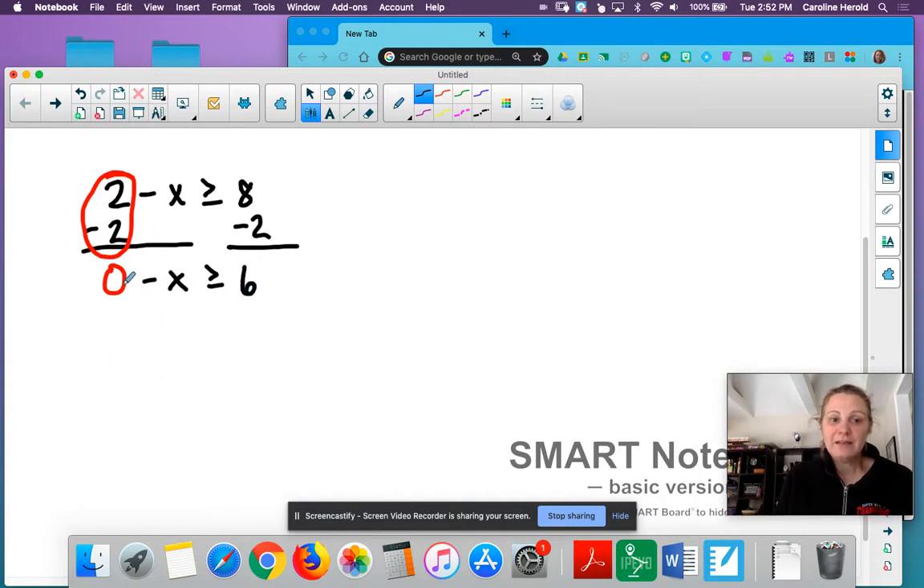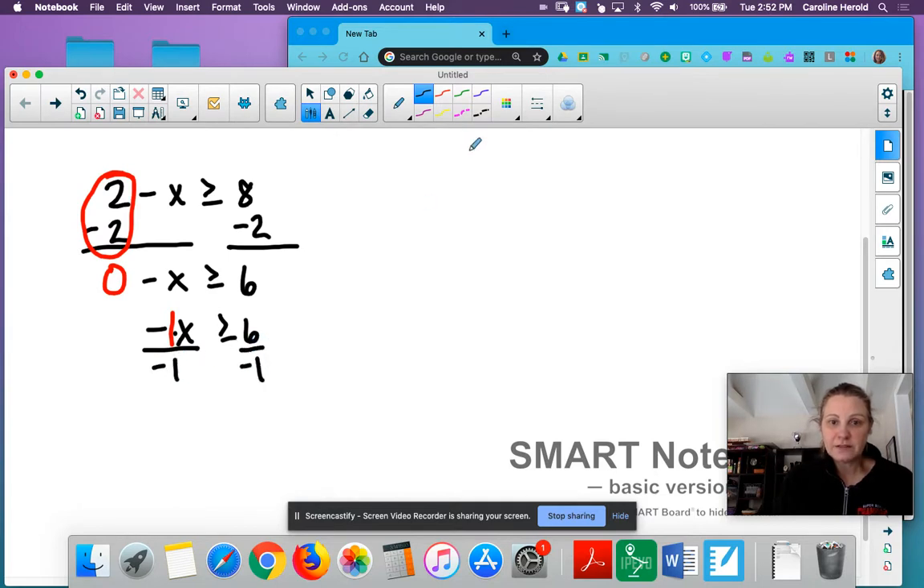Then when I have 0 and I take away x, I get negative x is greater than or equal to 6. This is not finished. We're not done. There's really a 1 in front of that x. That coefficient is actually a negative 1, right? So I have to finish this problem. This is a negative 1 being multiplied by x, and I have to undo that by division of negative 1.